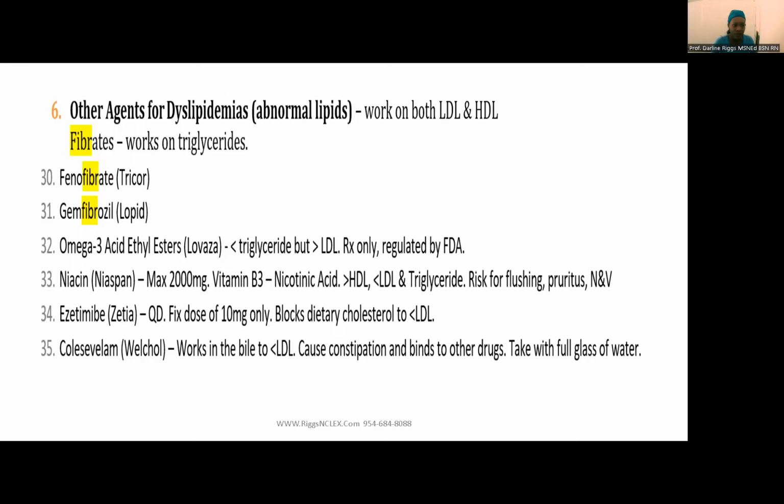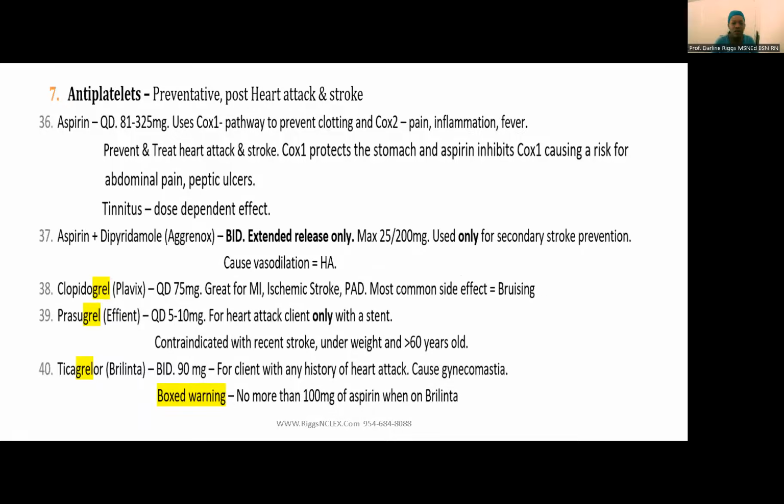about your fibrates that work on the triglycerides. Stay hydrated, and they should do other measures to prevent constipation, like walking, right, eating fiber, right? All these little good habits will prevent it, or the constipation won't be as bad if they add these measures, okay? Okay, next family of drugs are your antiplatelets.